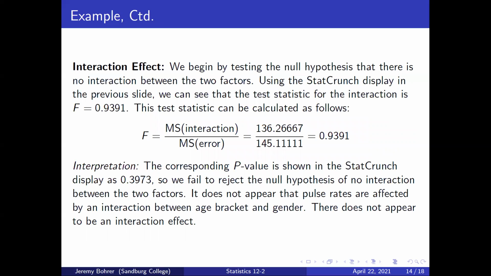Interpretation. The corresponding p-value is shown in the StatCrunch display as 0.3973, so we fail to reject the null hypothesis of no interaction between the two factors. It does not appear that pulse rates are affected by an interaction between age bracket and gender. There does not appear to be an interaction effect.